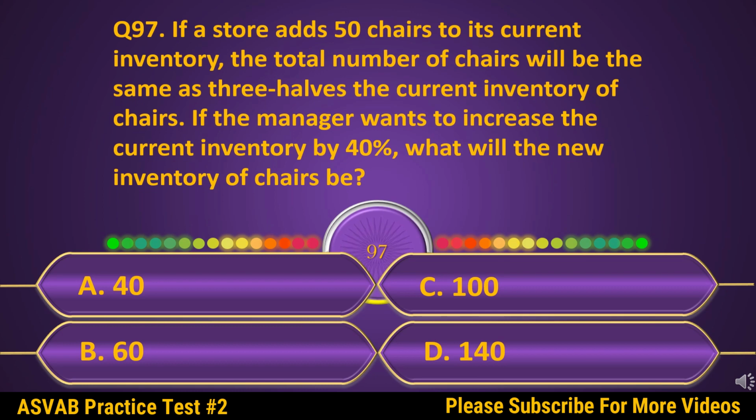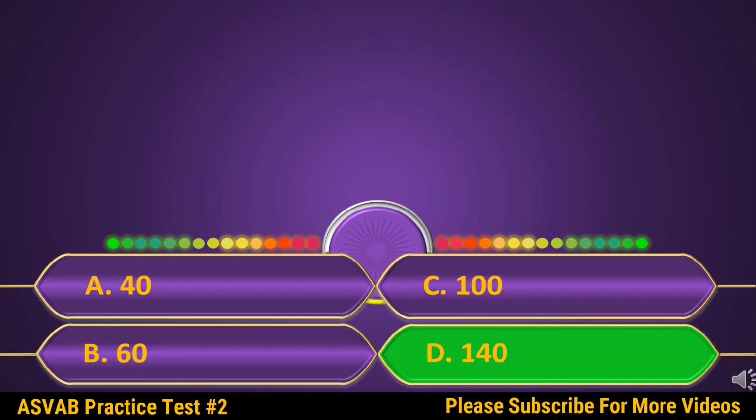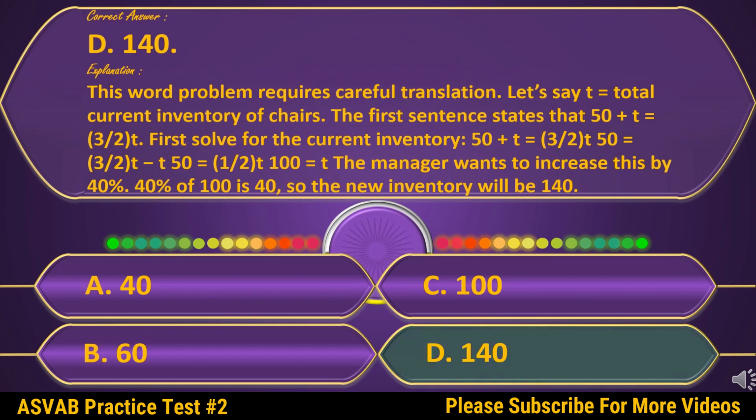Question number 97. If a store adds 50 chairs to its current inventory, the total number of chairs will be the same as 3 halves the current inventory of chairs. If the manager wants to increase the current inventory by 40%, what will the new inventory of chairs be? And the options are A. 40, B. 60, C. 100, or the option D. 140. And the correct answer is option D, 140.